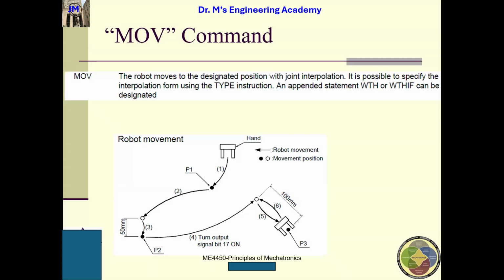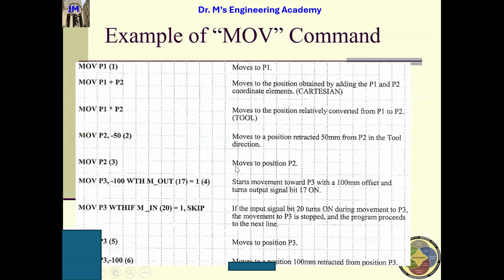Okay, so this is first. I'm going to tell you how I will move my hand. So here's the example. Okay, move to P1. So that is Mov P1. And the second one, Mov P1 plus P2: move to the position obtained by adding P1 and P2 and calculating the elements. So this is the Cartesian coordinate system: X, Y, and Z.